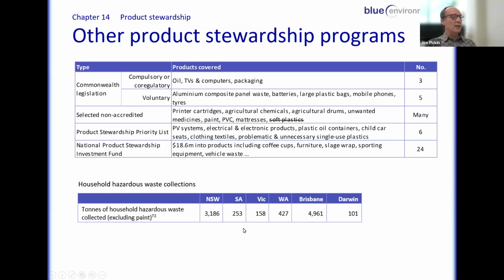Now, the scope of what's included in these varies, and some of them are run by local governments, like here. Some of them are run by states, like here. Yeah, and we've tried to exclude paint from this, so it's all types of household hazardous waste collected. It's an important program, and one we perhaps don't do as much of a song and dance about as we should.